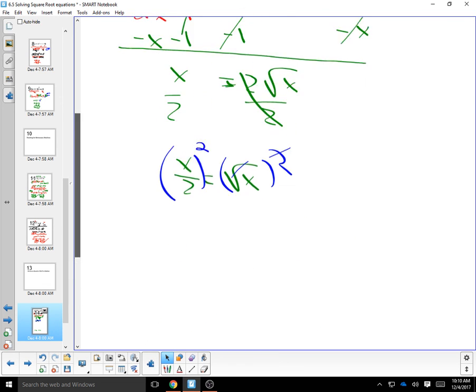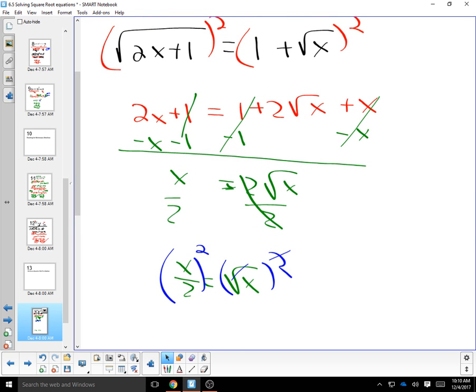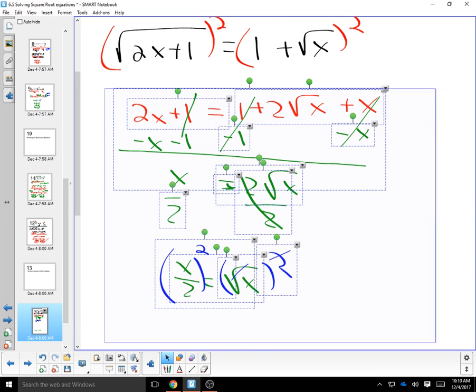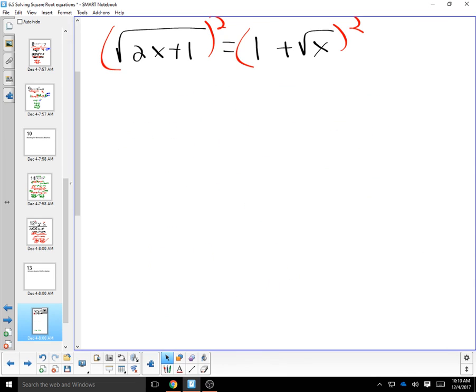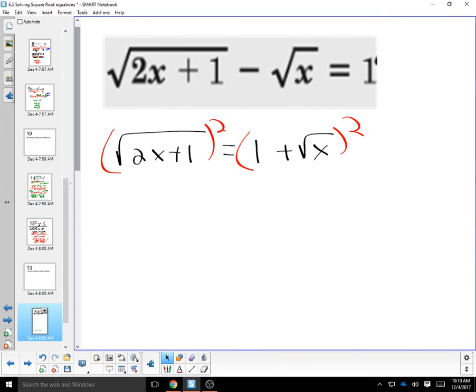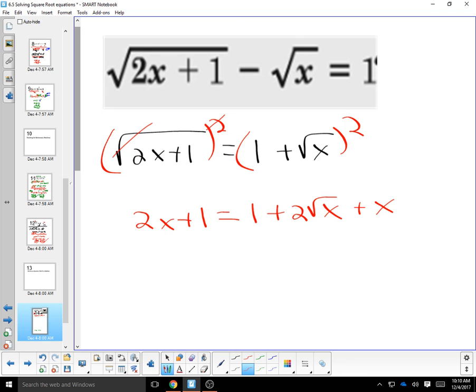All right, let's go back to the beginning. Okay. Are you good here? I just moved over the square root of x, right? And square both sides. Because of that, this is gone. So I've got 2x plus 1. Are you okay with the FOIL part? Okay, so that gives me 1 plus 2 square root of x plus x.